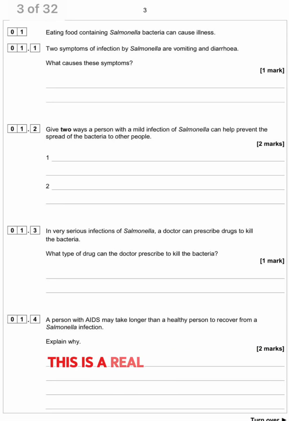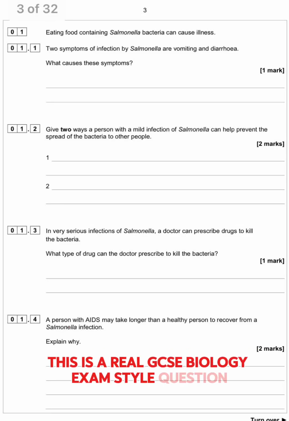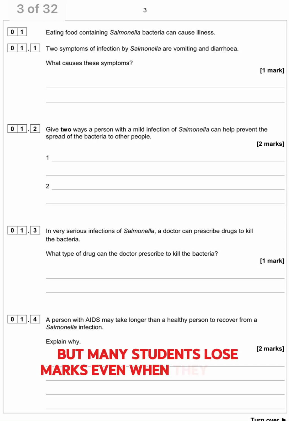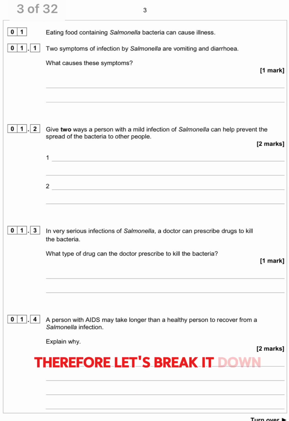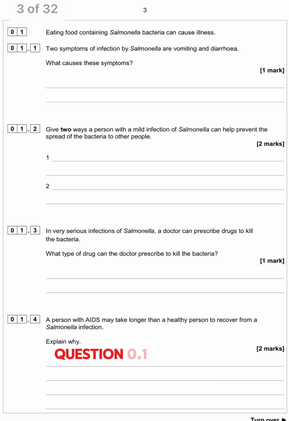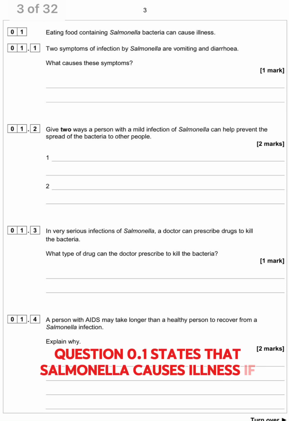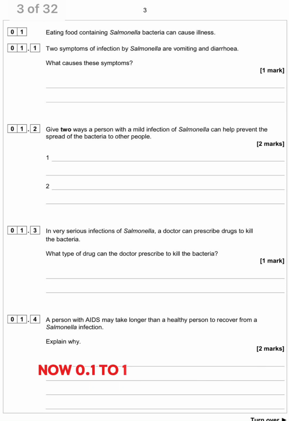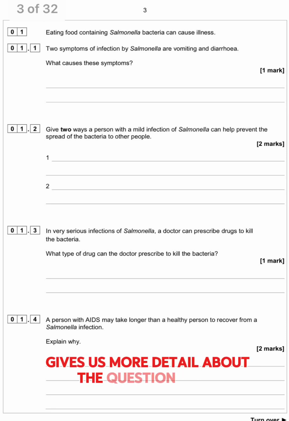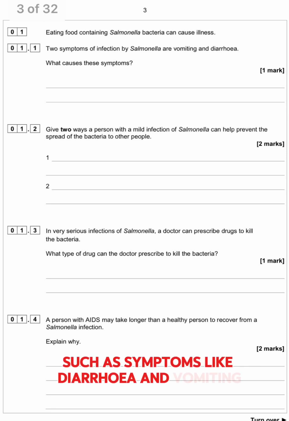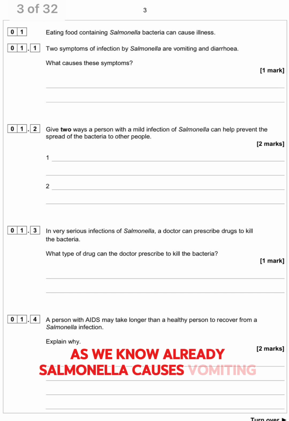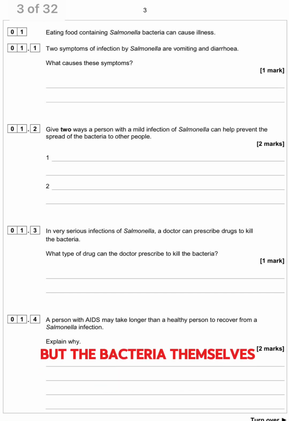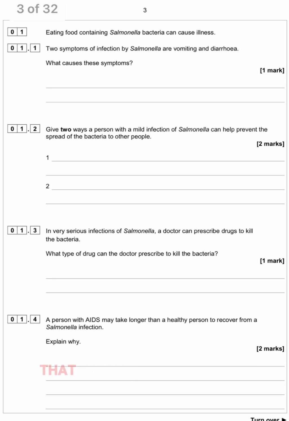Question 1. This is a real GCSE Biology exam-style question, but many students lose marks even when they know the topic. Therefore, let's break it down using exam criteria. Question 0.1 states that Salmonella causes illness if present in food. Now the 0.1.1 part of the question gives us more detail, such as symptoms like diarrhea and vomiting, as we know already. Salmonella causes vomiting and diarrhea, but the bacteria themselves don't directly cause the symptoms. Therefore, the correct answer is that they release toxins that damage cells in the gut.